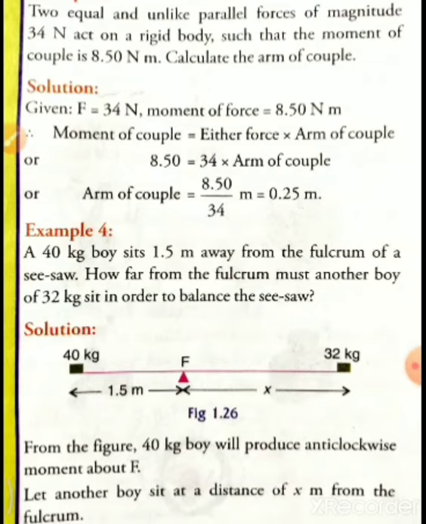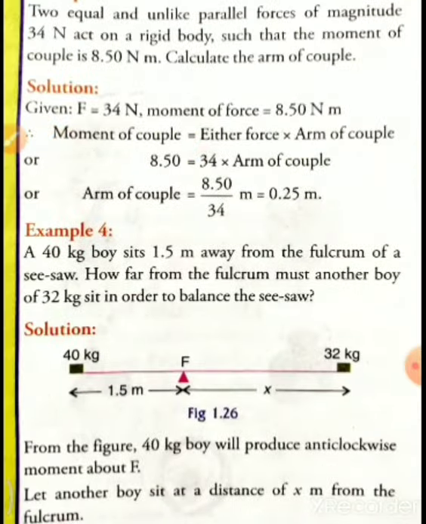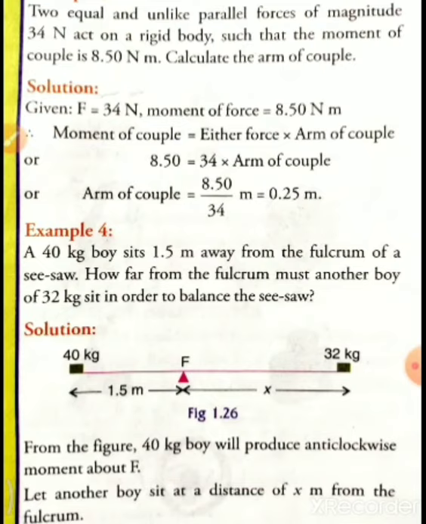Let us take that distance as x. From the figure, the 40 kilogram boy will produce an anti-clockwise moment, because he will move in the downward direction. That means anti-clockwise moment about F. Let another boy sit at a distance of x meter from the fulcrum. Then in equilibrium, you know that clockwise moment is equal to anti-clockwise moment. Here the clockwise moment is 32 into x, because the 32 kilogram boy will move downward and produce a clockwise moment of force.